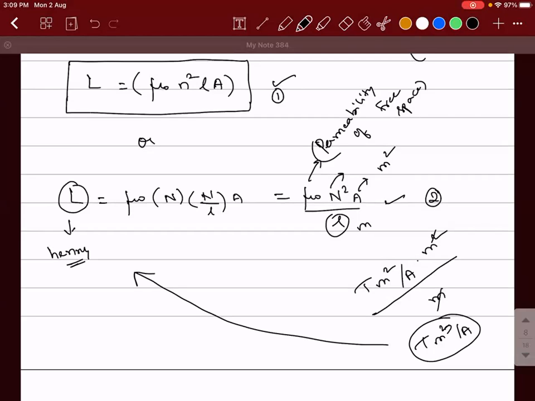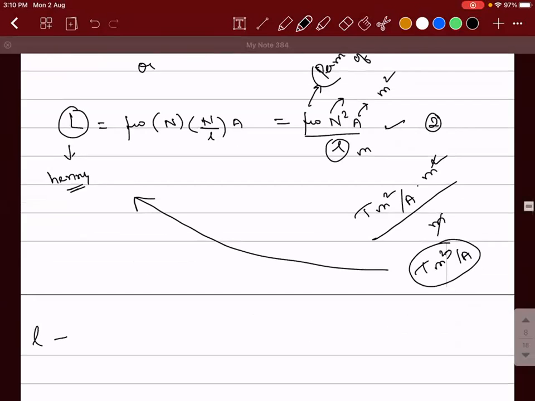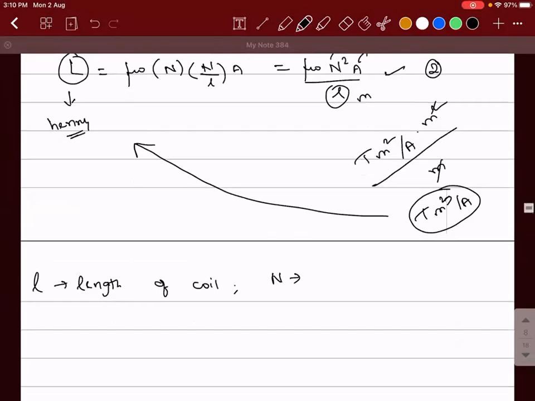Here L is the length of the coil, N is the number of loops, sir. Okay, that is what your doubt is. Small l is the length of the coil. That is a solenoid here. Capital N stands for the number of turns, and small n stands for the number of turns per unit length.